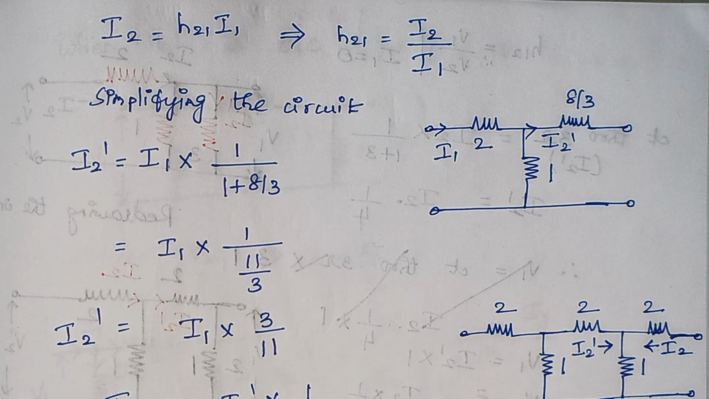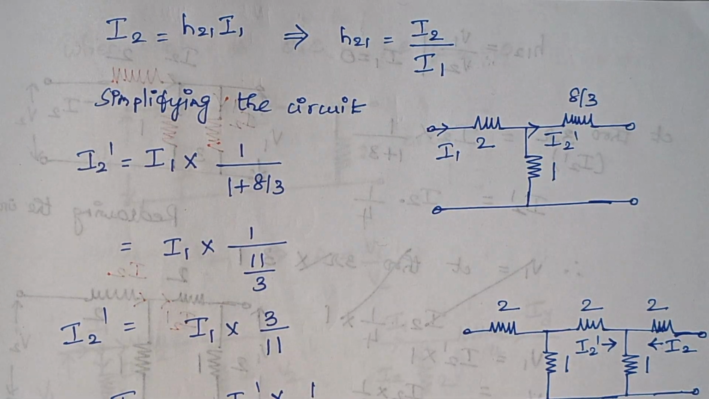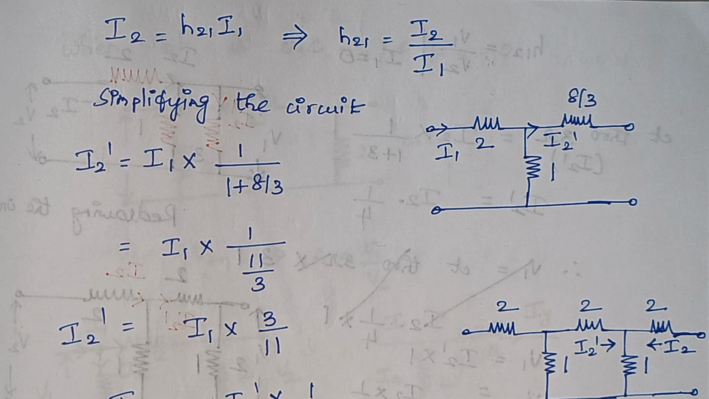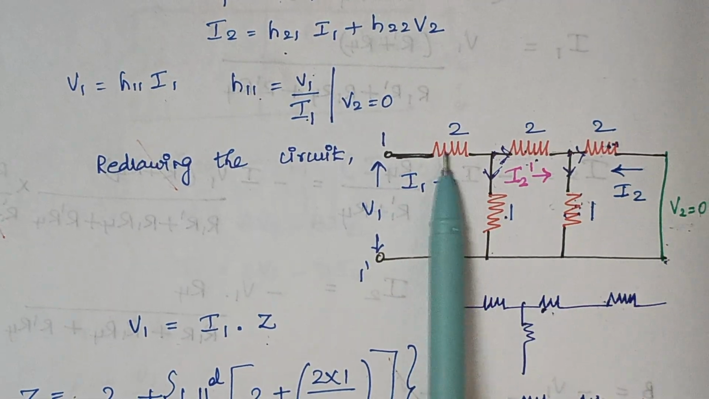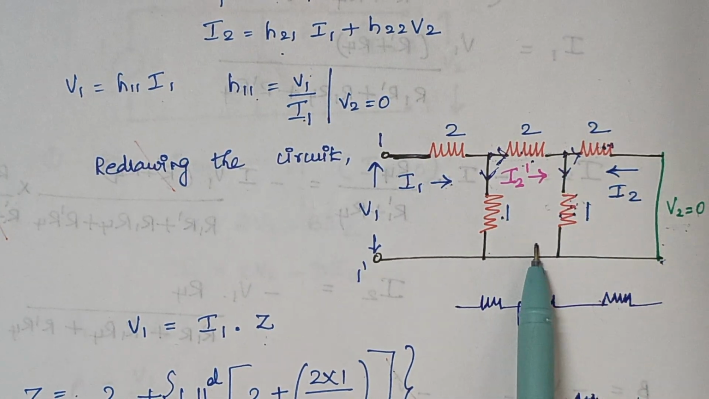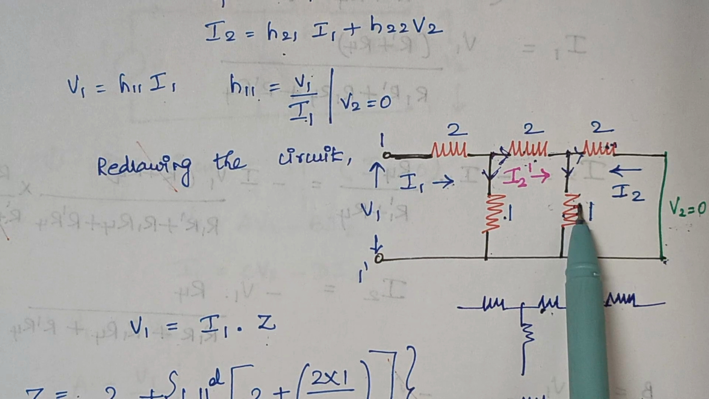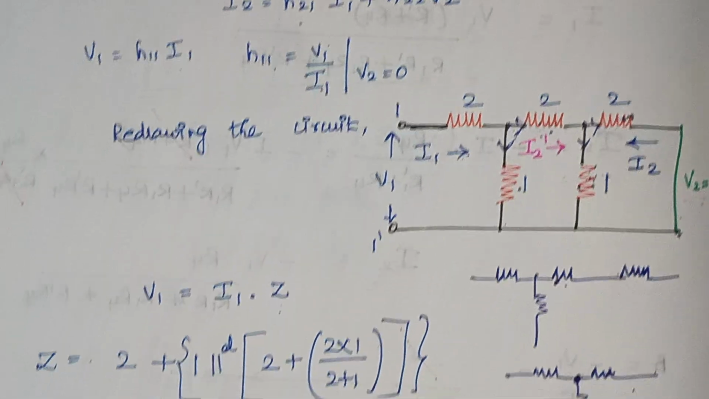So here H21 is the ratio of I2 by I1. Here we are going to calculate the value of I2 and substitute it in this equation. For that, we are introducing a new term known as I2 dash. I have redrawn the circuit, you see. Here these two resistors I have drawn as such, and I have solved these three resistor combination. That is, these two resistors are connected in parallel and that combination comes in series with this 2 ohm.